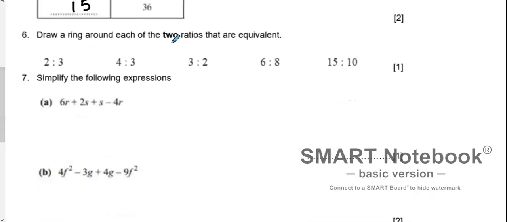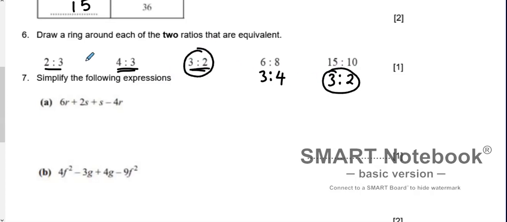Draw a ring around each of the two ratios that are equivalent. That means you need to simplify these ratios and see which ratios are equal to each other. So we have 2:3, you can't simplify. 4:3, you can't simplify. 3:2, you can't. 6:4, you can simplify this by 2, that is 3:2. Now I have 3:2 and I have 3:2. Can you see that? So draw a ring around each of these two ratios that are equivalent.